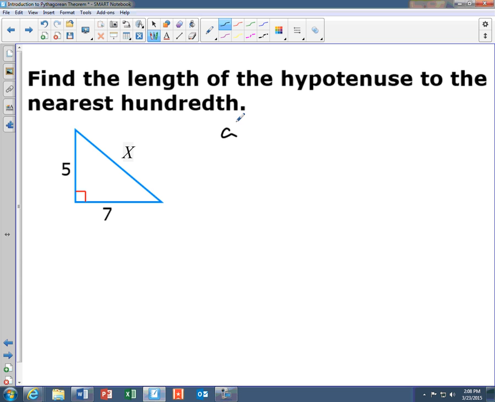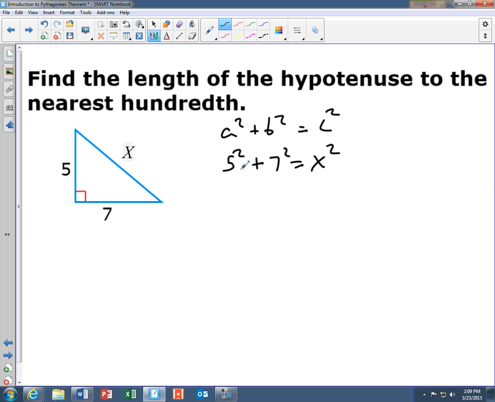Remember, I always want you to write a squared plus b squared equals c squared. That helps you fill in your formula. I fill in the two legs. The two legs are 5 and 7, so I put a 5 in for a. I put a 7 in for b. And I put the x in for c.